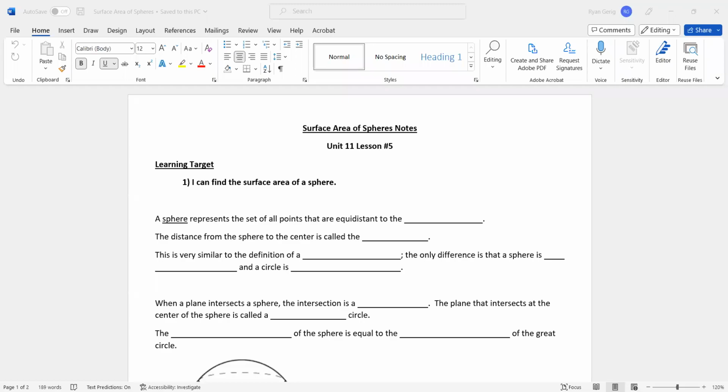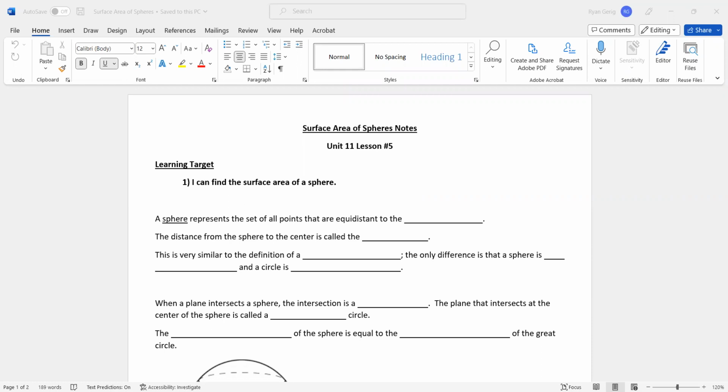Hello, geometry. Here we go with lesson 5, the last lesson on surface area. We're going to move on to volume next. Now, you may not have noticed, but in lessons 2, 3, and 4, the title was surface areas, plural. Now it's surface area, singular, of a sphere.